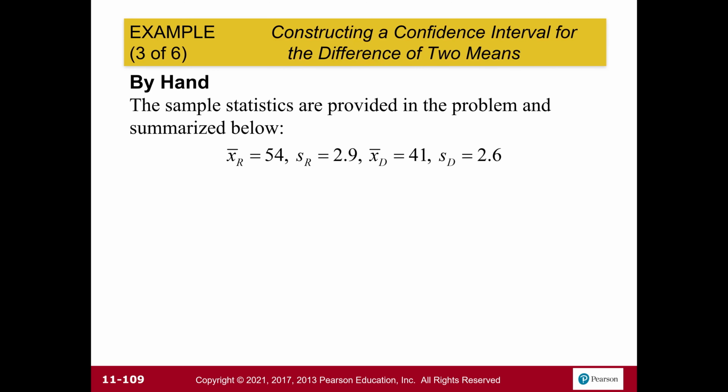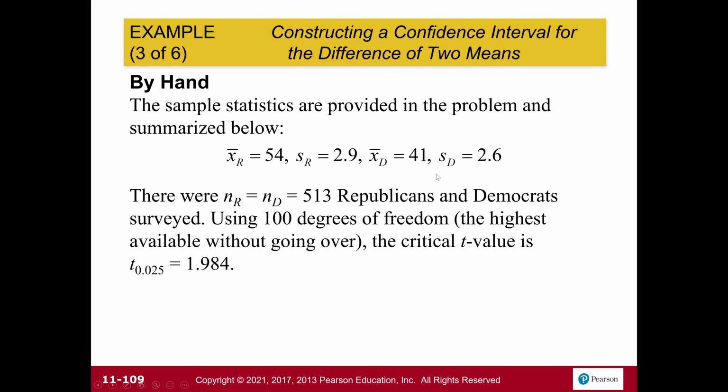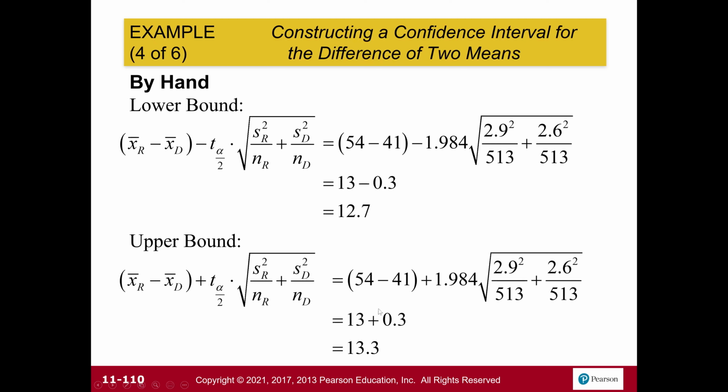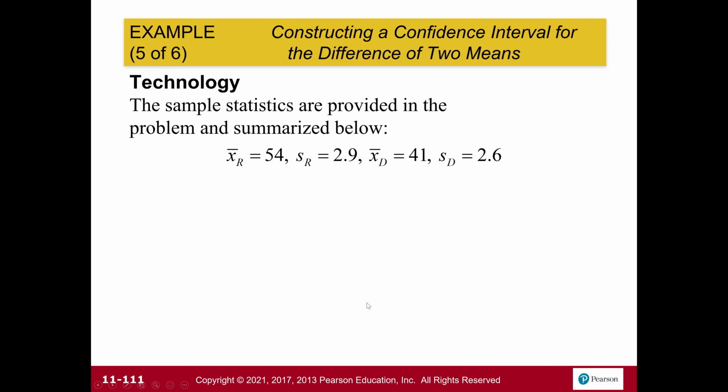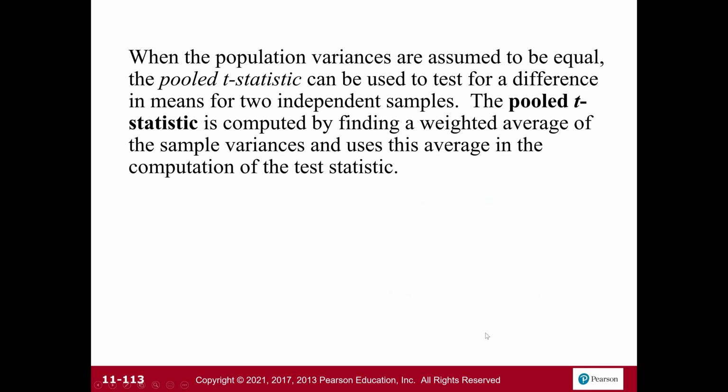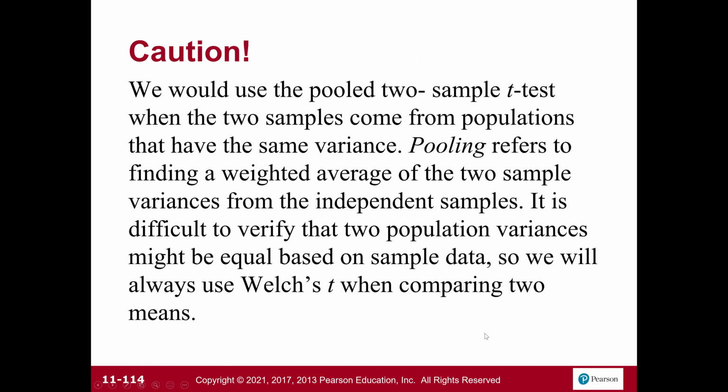Here are the sample statistics. You would enter this into the calculator at this point. We're getting that lower bound and the upper bound. So now we have an interval from 2.7 to 13.3. Using technology, we're getting that same thing. And we did use the pooled two-sample t-test when the two samples came from the same population.